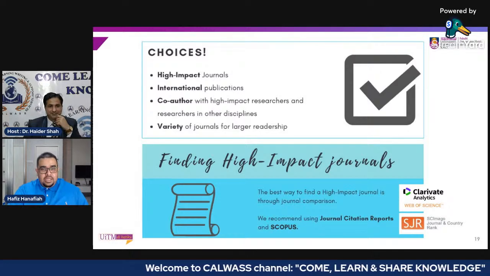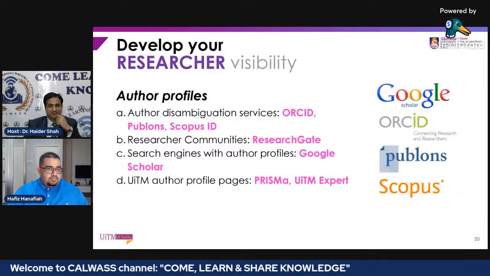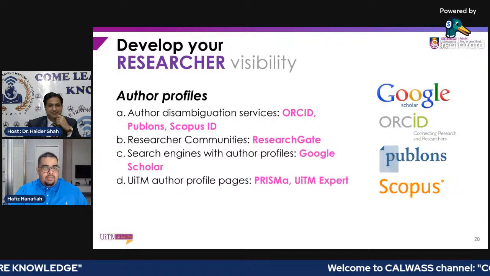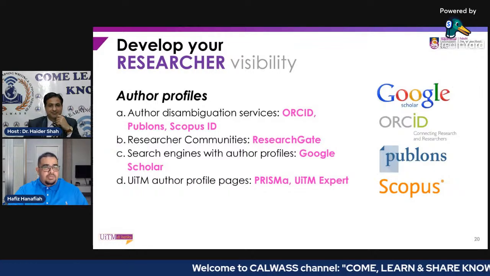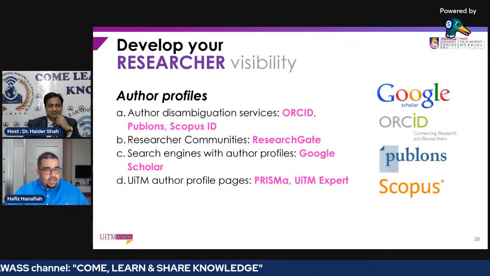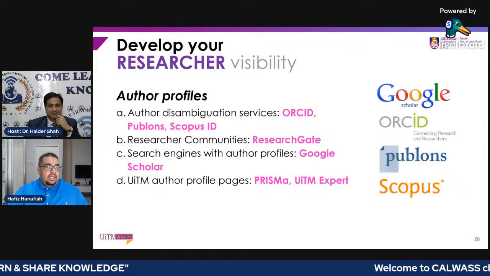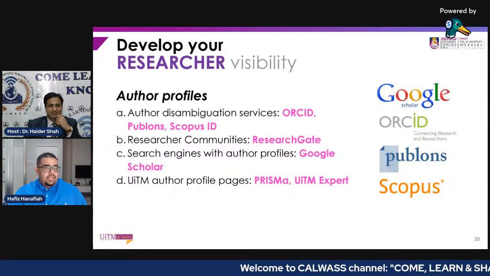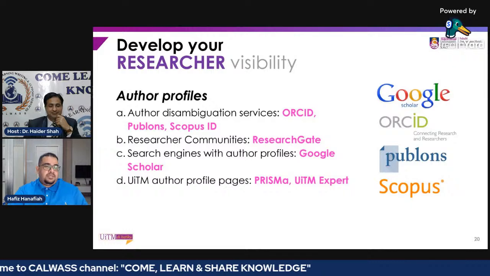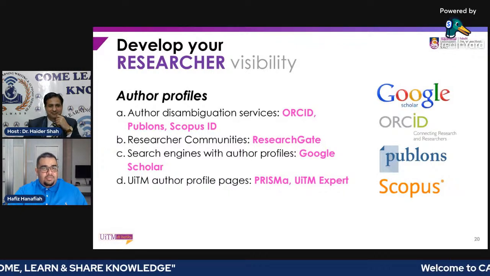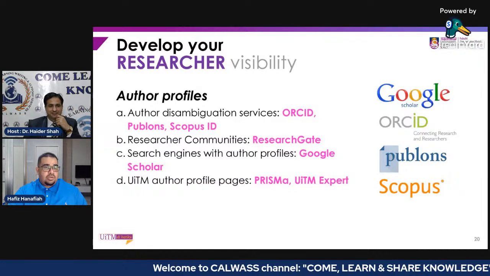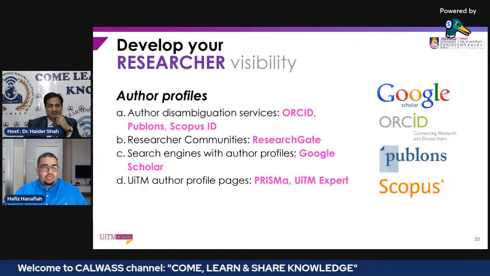So going forward, besides publication, you also need to develop your researcher visibility using author profiles. We have author disambiguation services, which are ORCID ID, Publons, which was previously the ResearcherID from WOS, and Scopus ID, which comes from Scopus and will be automatically registered. You cannot register a Scopus author ID. Your Scopus ID will only be registered during your first Scopus publication. And you can have researcher communities, which is ResearchGate. You can use a search engine with author profile, which is Google Scholar. This is the most popular and easiest way to develop your author profile.